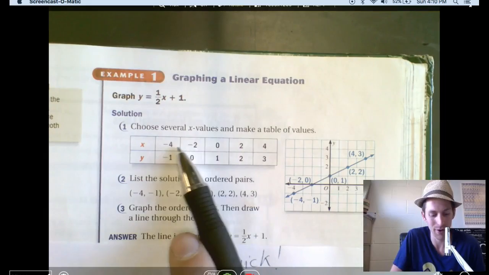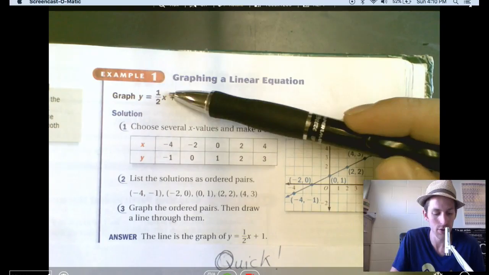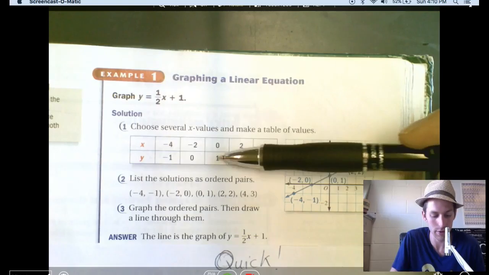So if x is zero, what is 1/2 times 0? It's 0 plus 1, y would be 1. If x is 2, 1/2 times 2 is 1, plus 1 is 2. See how they're getting the outputs to go with their chosen inputs? Now we can graph these.